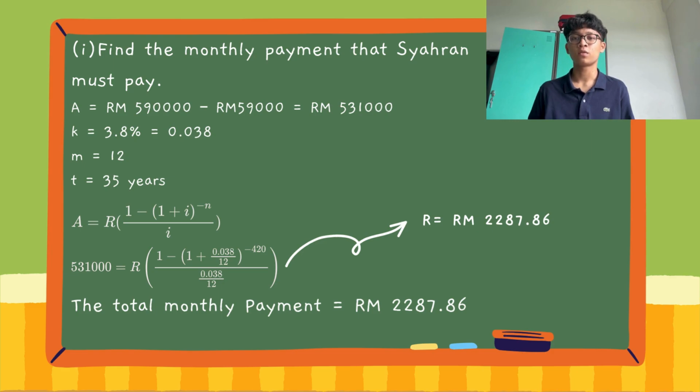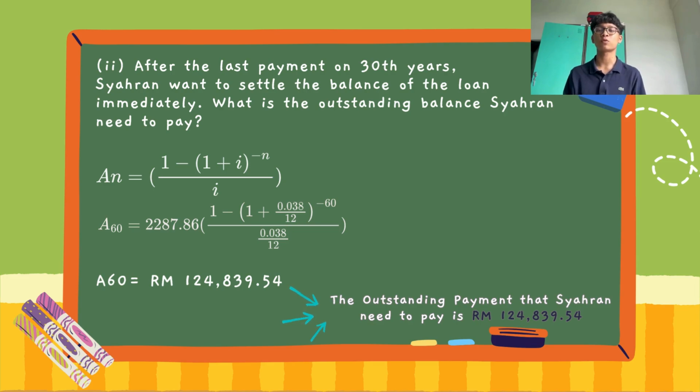531,000 equals R in bracket 1 minus open bracket 1 plus 0.038 per 12 close bracket power of negative 420, divided by 0.038 per 12. So the final answer should be RM2,287.86. So let's move to the next question.